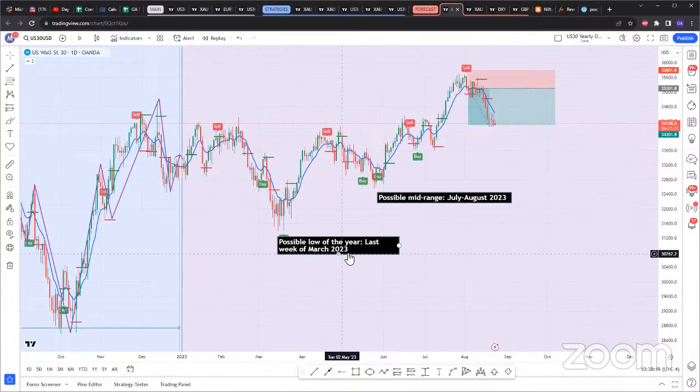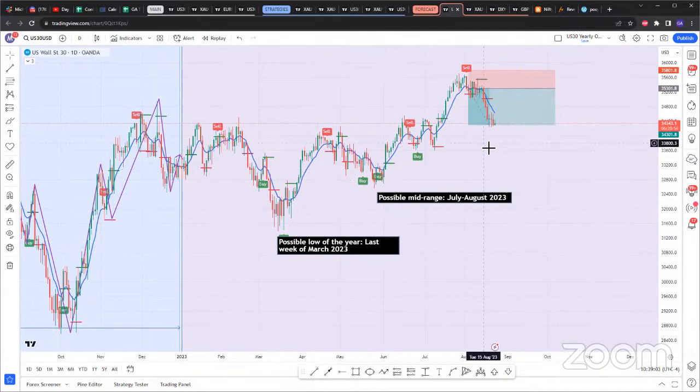For 2023, I identified the possible low of the year to be the last week of March 2023, because US 30 hasn't gone lower than that. So that's the possible low of the year. Then for how I came up with the mid-range, how many months are between March and December? And again, I'm terrible at math, but I think it's about 8 months.